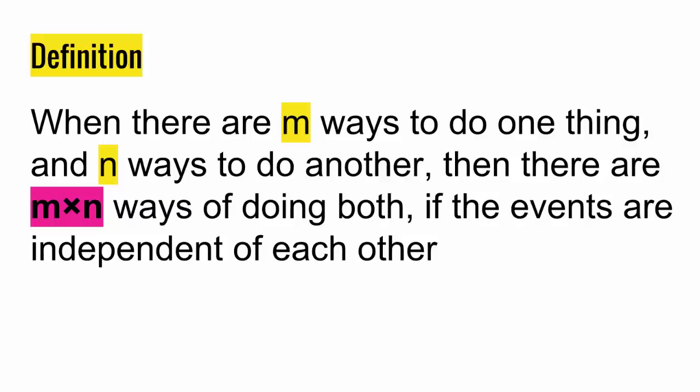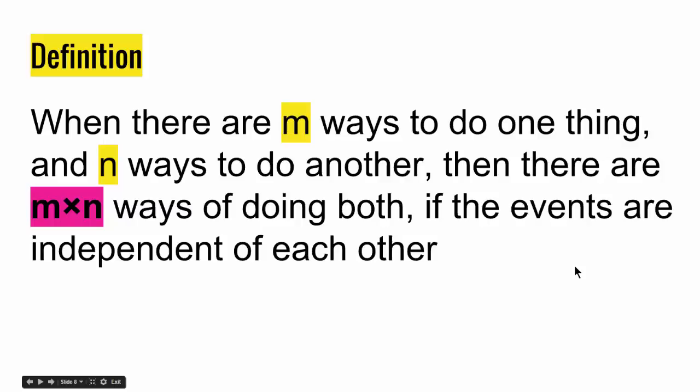So let's assume we have m ways in doing something and we have n ways in doing something else, and both these two activities are independent of each other. Then we have m times n ways in doing both of them. So what do I mean by independent? Well, independent means in order for one of them to happen, the other one does not have to happen. I'll show you in examples what independent actually means.